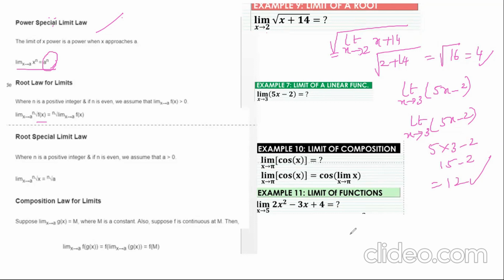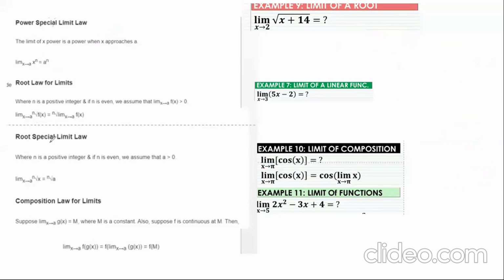Next, the root special limit law. You observe the root special limit law. What is the speciality under the root? You see, n is a positive integer and n is even. We assume that a should be greater than 0. Then limit x tends to a of the nth root of x is equal to the nth root of a.